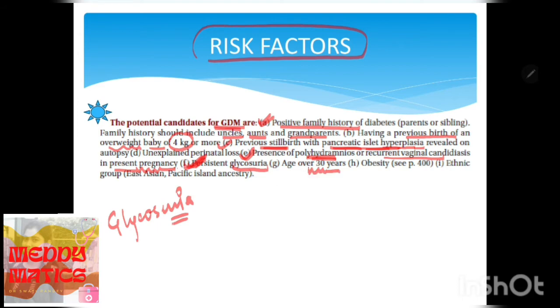Age over 30 years and obesity are very leading factors of GDM, as is ethnic group, mainly East Asian and Pacific Island ancestry.